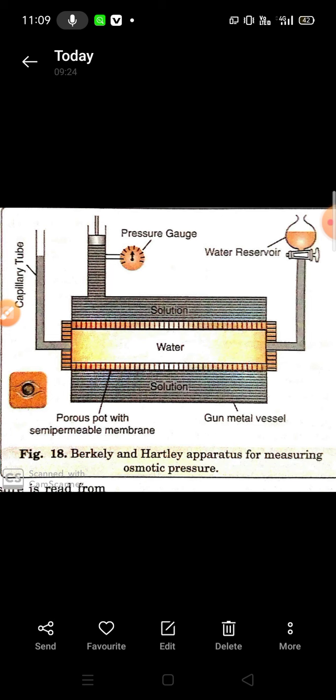External pressure is now applied on the piston so that the water level in the capillary indicator tube remains constant. This pressure, which is equal to the osmotic pressure, is read from the pressure gauge. Okay, and in this method we can measure the pressure, that is the osmotic pressure.